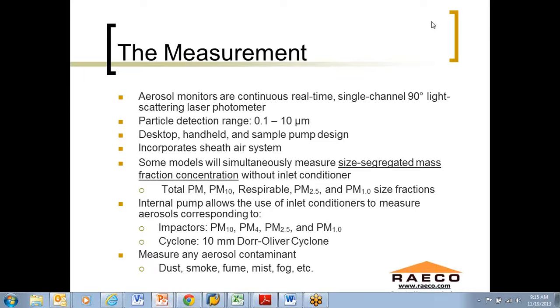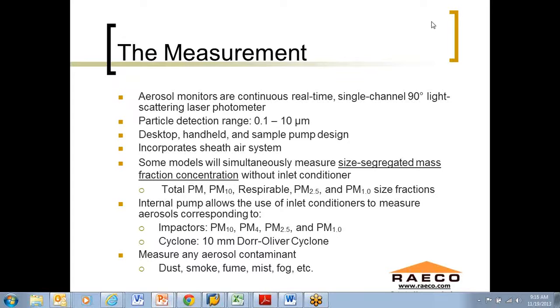You can also, like you can with the gravimetric sampling pump, if you want to look at, like ACGIH says, 4 microns is the cut point for respirable, then you can go ahead and use a cyclone, just like you could with a gravimetric sampling pump. And again, with an aerosol measurement, we're looking at everything from dust, smoke, fume, mist, fogs, etc.